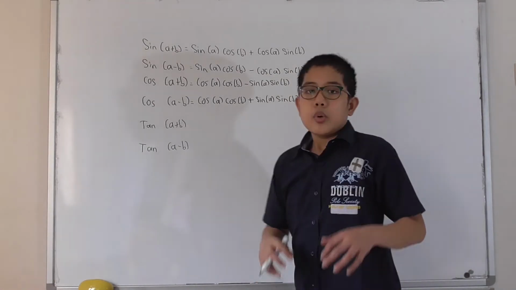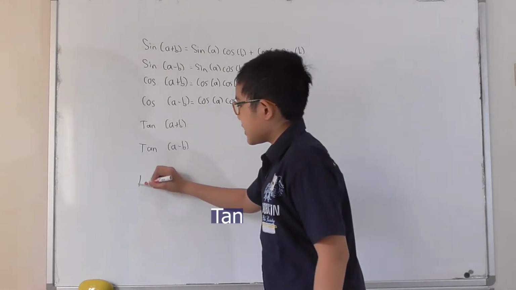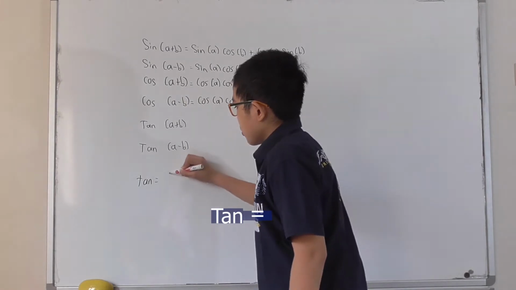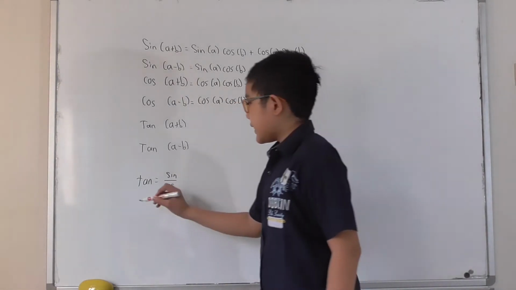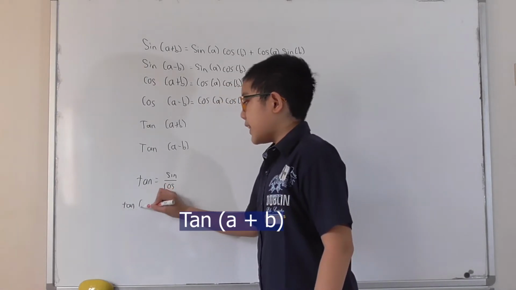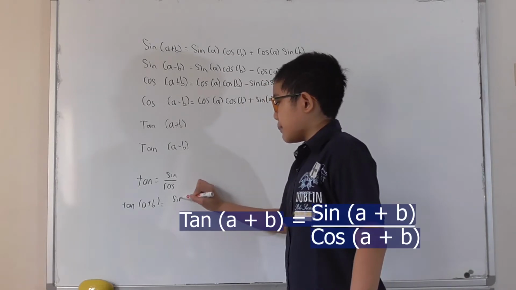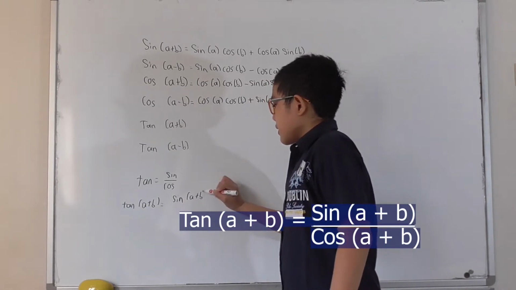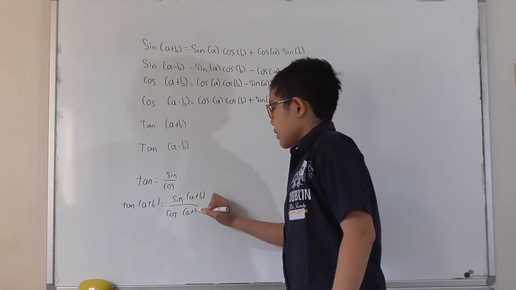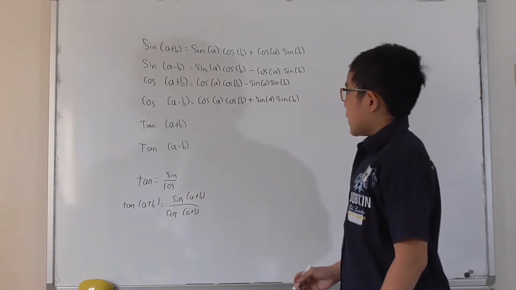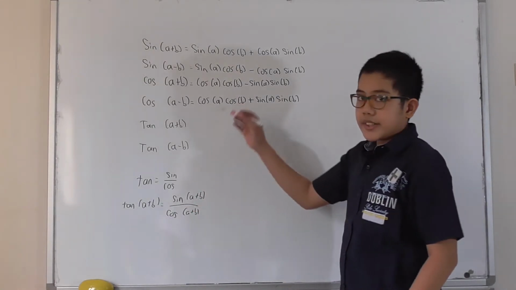So then, what we're going to do to solve for tangent of a plus b is to remember that tangent is equal to sine over cosine. So then, for tangent of a plus b, there's basically sine of a plus b divided by cosine of a plus b. So then, what is our sine of a plus b and cosine of a plus b? Well, we've written it here.